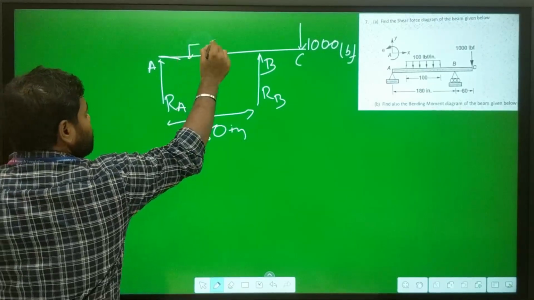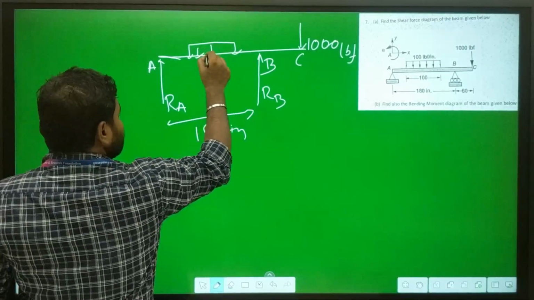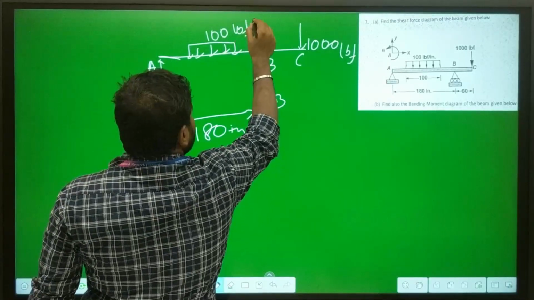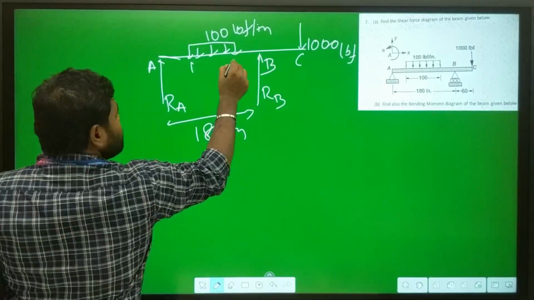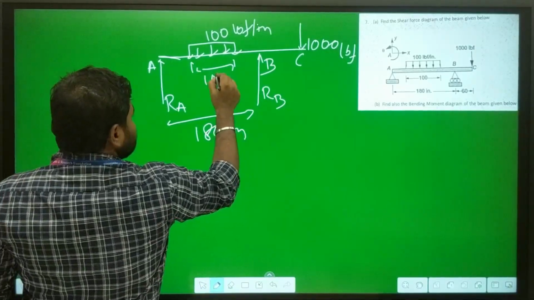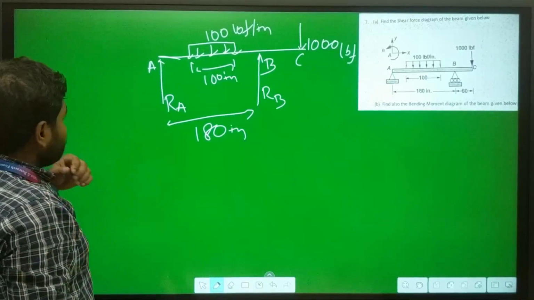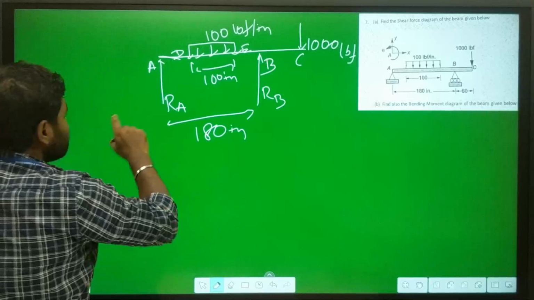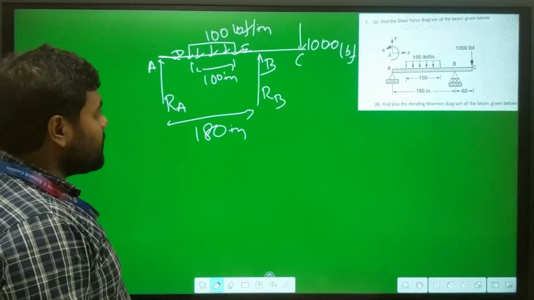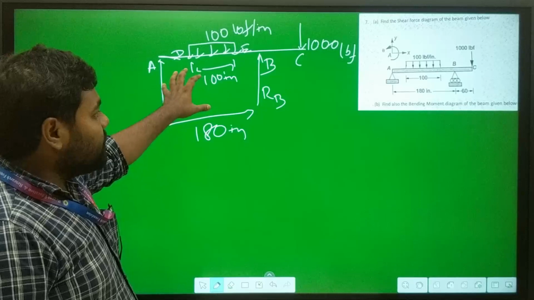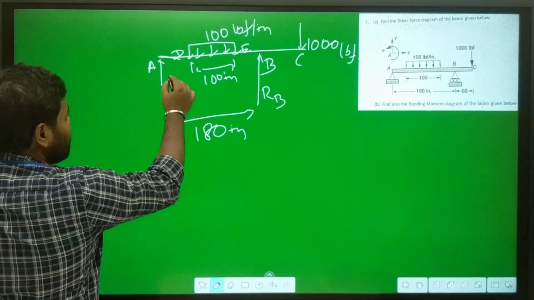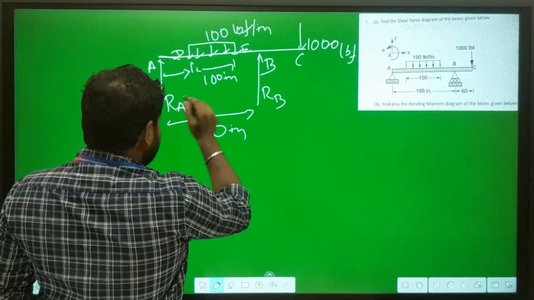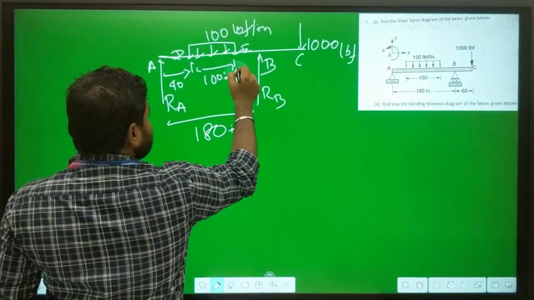There is a uniformly distributed load of 100 per inch, and this is for 100 inch dimension. Let us say that is point D and this is point E. The distance AD is not given, so we will consider that the load is acting at the midpoint of AB. So this dimension is 180 minus 100, that is 80 by 2, that means 40, and this side is also 40.